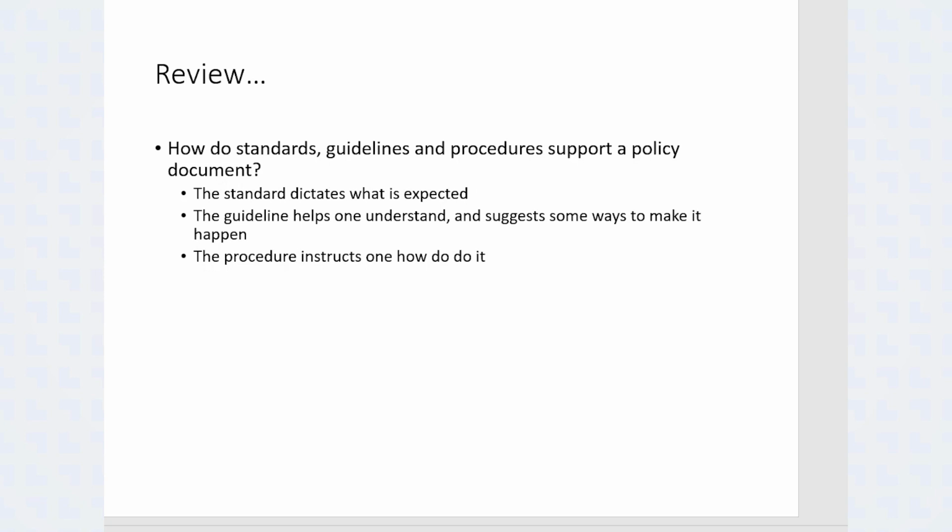So one thing you'll need to think about is how do standards, guidelines, and procedures support the policy document. So the standard dictates what is expected, the guideline helps you understand and suggests some ways to make it happen, and the procedure instructs you on how to do it.